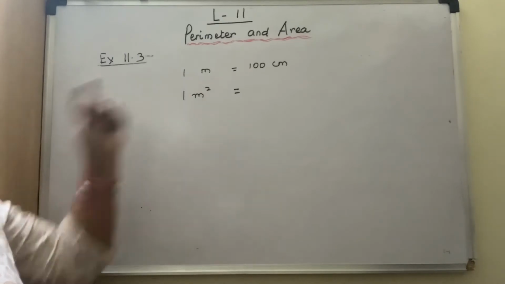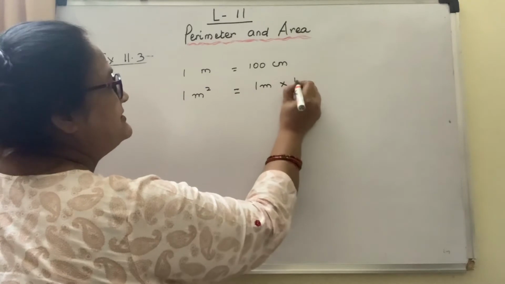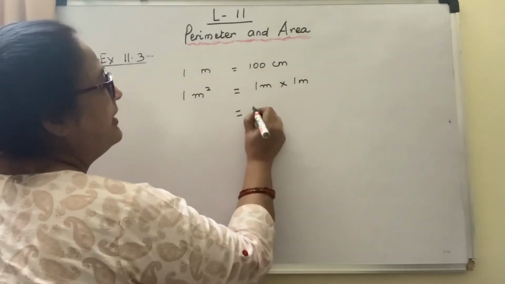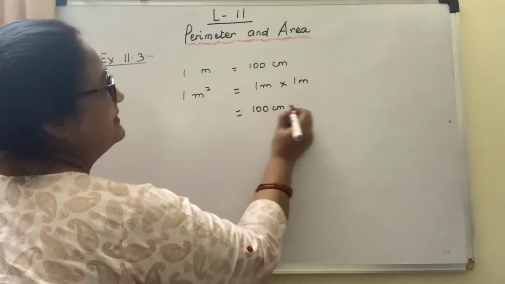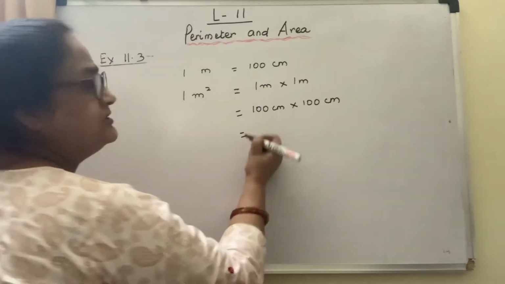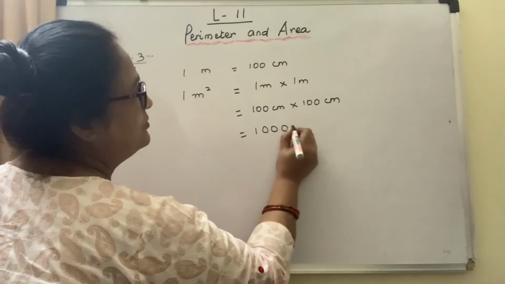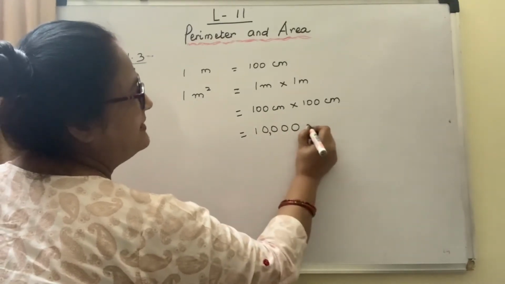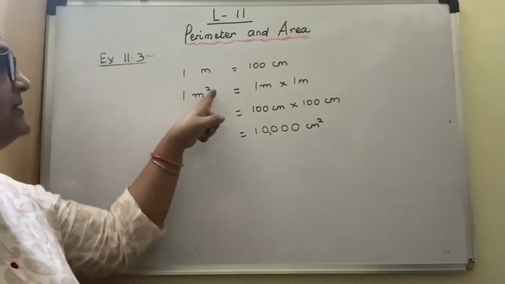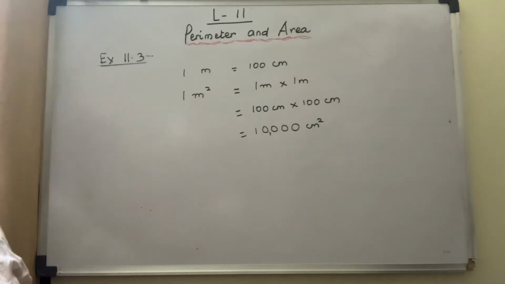If it is 1 meter square, then 1 meter square means 1 meter multiplied by 1 meter, which is equal to 100 centimeters multiplied by 100 centimeters, which is equal to 10,000 centimeter square. 1 meter square is equal to 10,000 centimeter square.